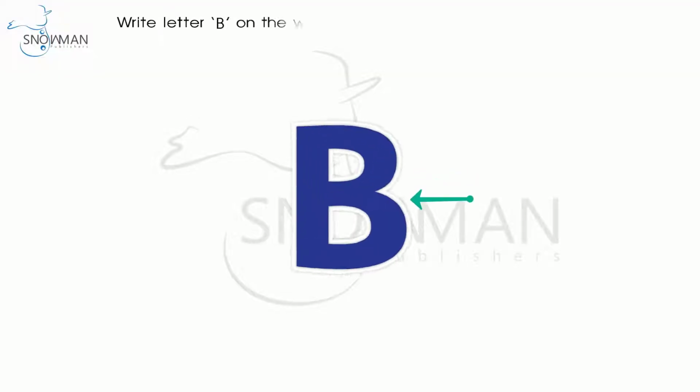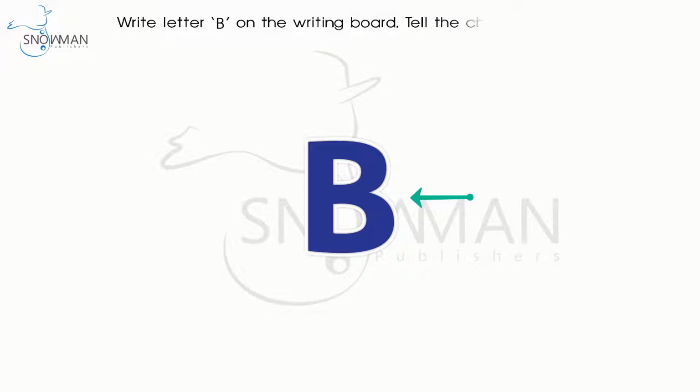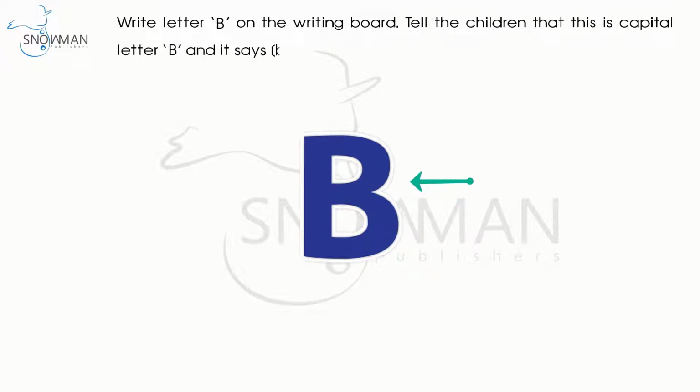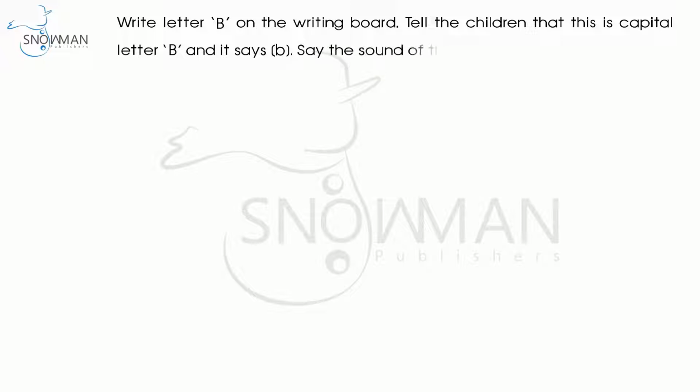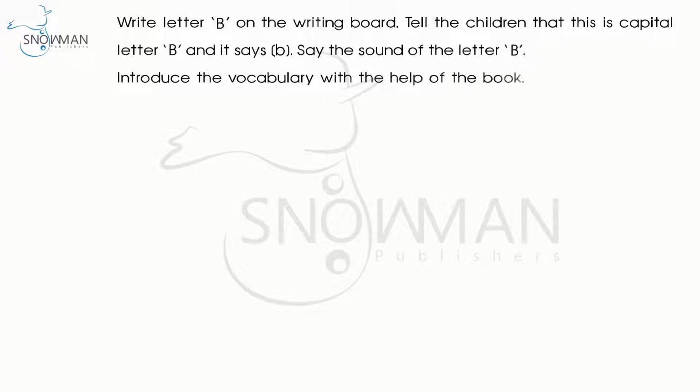Write letter B on the writing board. Tell the children that this is capital letter B and it says B. Say the sound of the letter B. Introduce the vocabulary with the help of the book. Show pictures and say words with their initial sound.